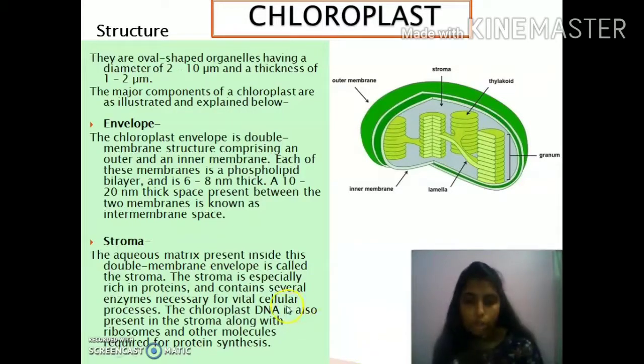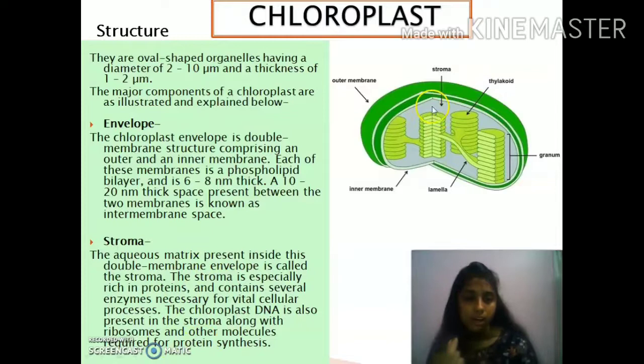Okay, also it is rich in proteins, different types of enzymes essential for the vital cellular activities. Also one more thing, the chloroplast has its own DNA. Clear? So the chloroplast DNA is also present in the stroma, along with the ribosomes, which in turn help to synthesize the proteins within the chloroplast itself. Clear, everyone? So what is stroma?